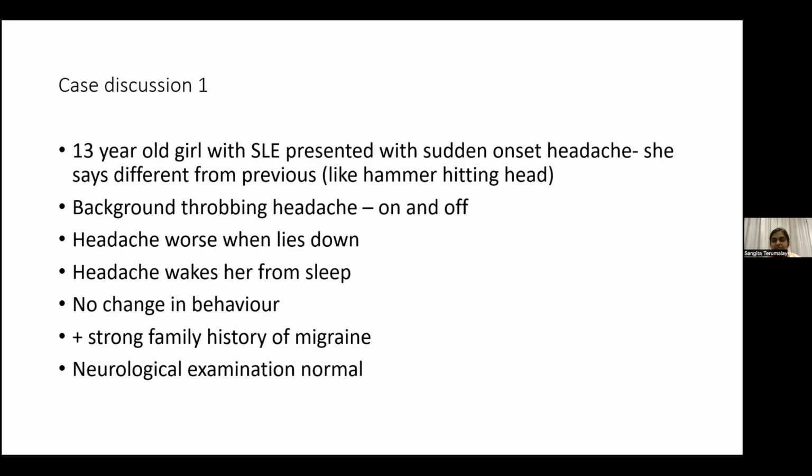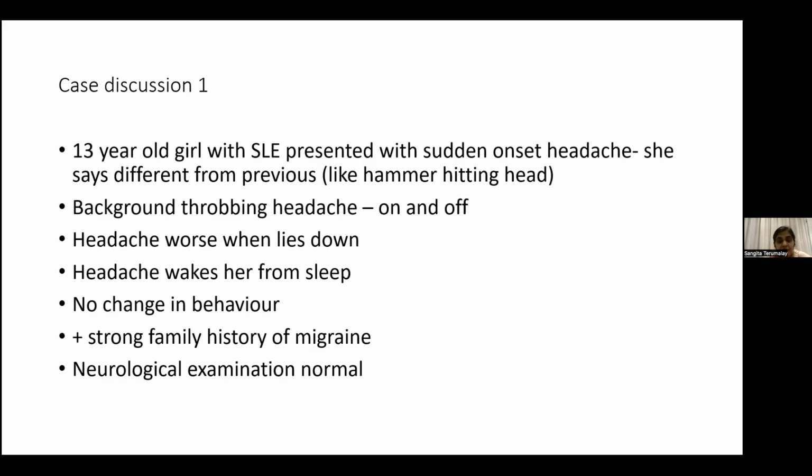There's a change in the headache's pattern. She said it's like a hammer hitting the head, so maybe something explosive, but this is how she describes it. Even from the history, we would definitely image this kid. And you see the headache is worse when she lies down and wakes her up from sleep, a clue that suggests there might be increased intracranial pressure.